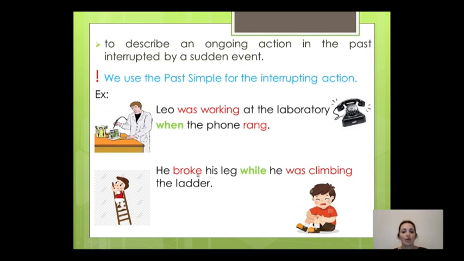Again, he broke his leg while he was climbing the ladder. So, what do you think? Which action was longer? Breaking of the leg or climbing the ladder? Of course, climbing the ladder. So while he was climbing the ladder, znači dok se peo s merdevine, što je duže trajalo tako, zato je izraženo past continuousom, something must have happened, he fell and broke his leg. Pao je i polomio nogu. You can see the consequence. He's crying.